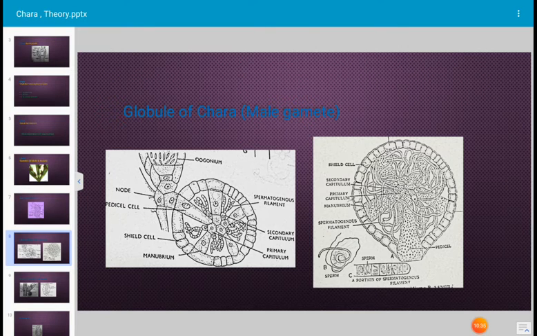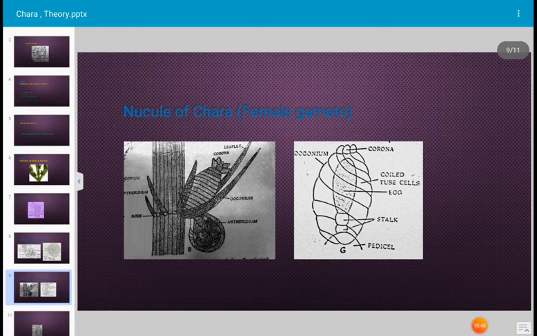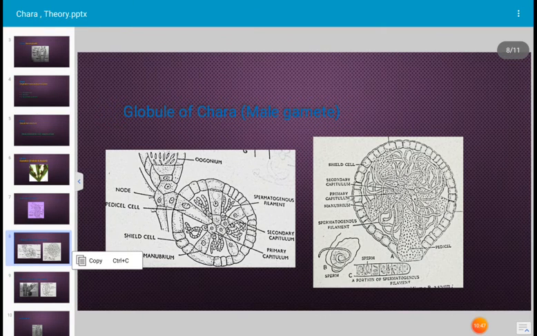From the center of the shield cell, a rod-like structure develops, which is cylindrical in shape and is known as manubrium. Manubrium bears a small head-like structure. That head is known as capitula. Each capitula divides into 6 secondary capitula, and each secondary capitula cuts off 2 to 4 tertiary capitula.